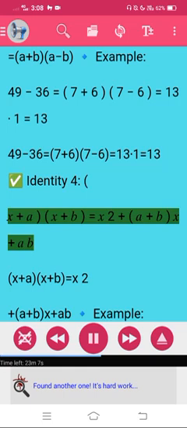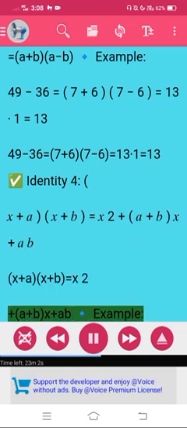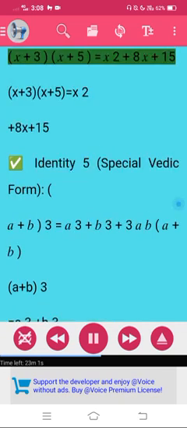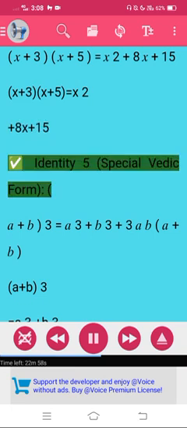Identity 4: (x + a)(x + b) = x² + (a + b)x + ab. Example: (x + 3)(x + 5) = x² + 8x + 15. Check: identity.